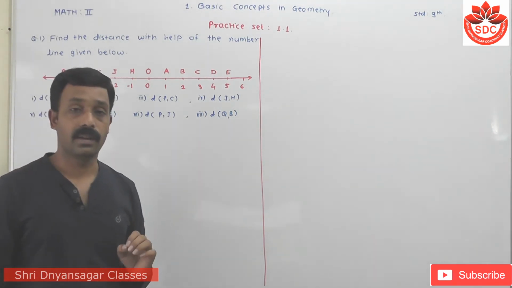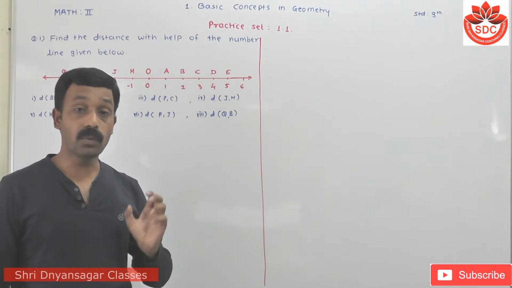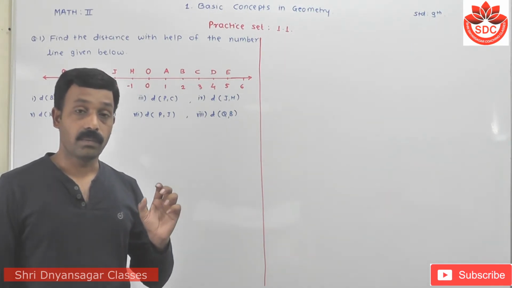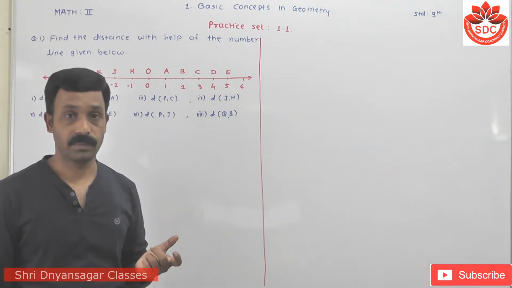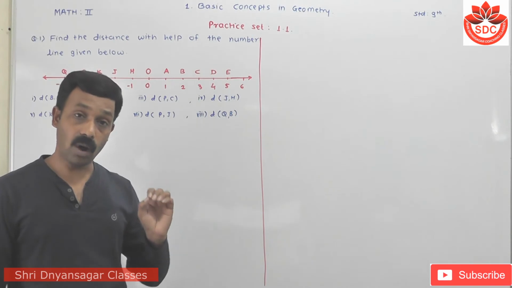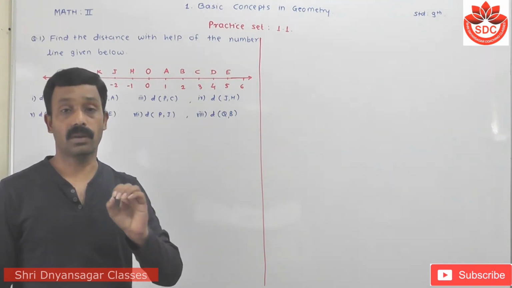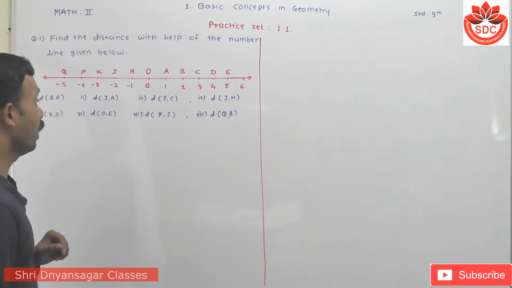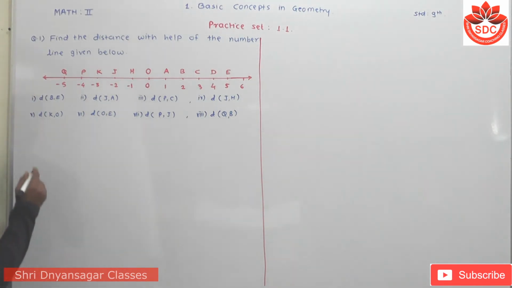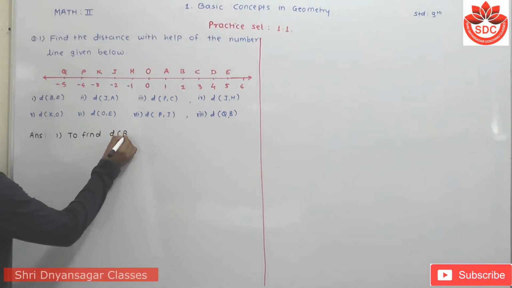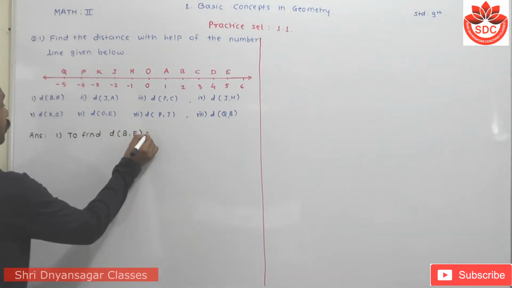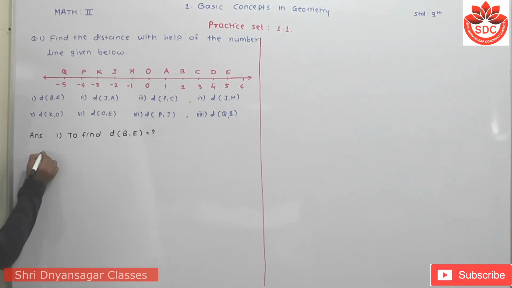Students, we know that we can find the distance between any two points by subtracting the smaller number from the bigger. That means you have to subtract the smaller coordinate from the bigger coordinate. So first I take the first sub-question of this one. First, to find the distance of B. Here is the coordinate.